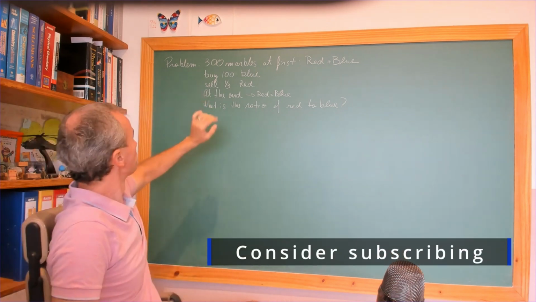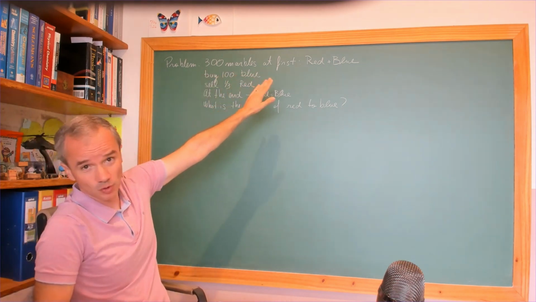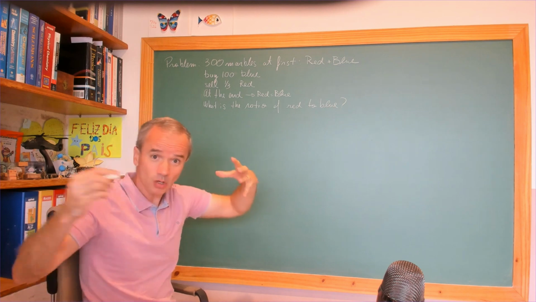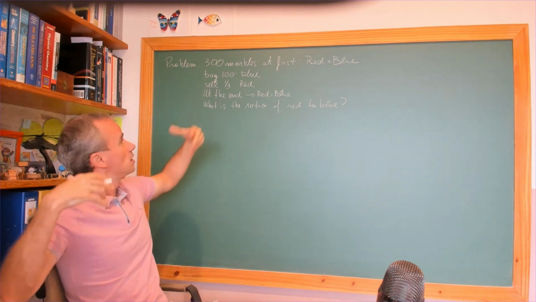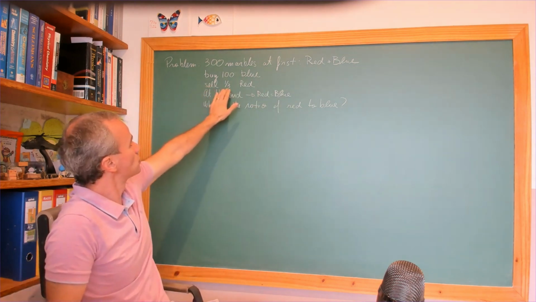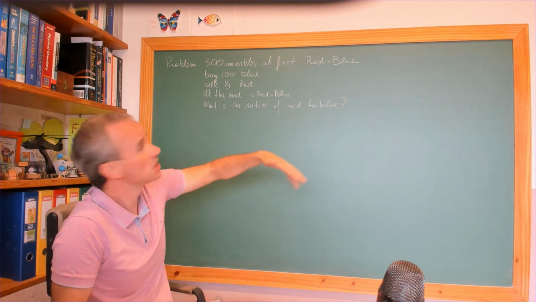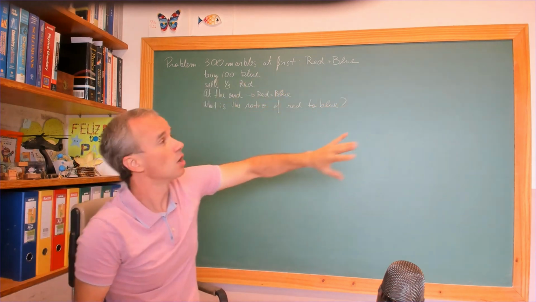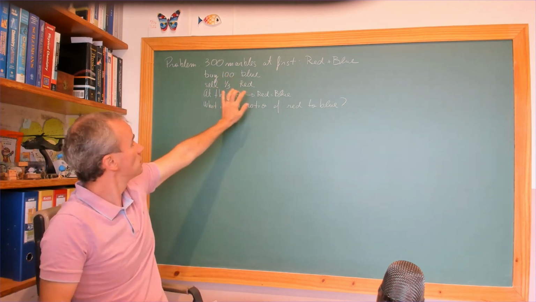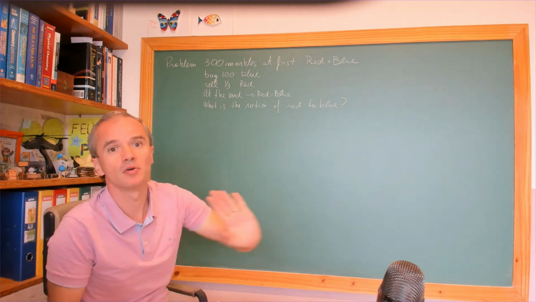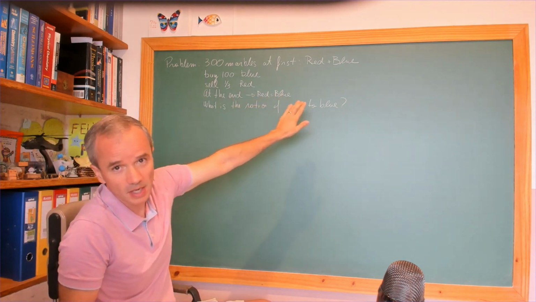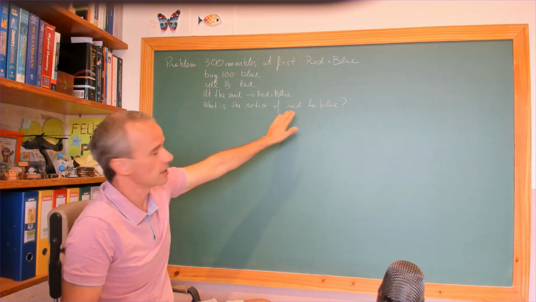So the problem goes like this. I have 300 marbles at first, reds and blues. With that collection of 300, I'm going to buy 300 more blues. And from that collection, I'm going to sell a third of my reds. I have no idea how many marbles I have of each kind. What I know is that once I have that collection, I'm going to buy 100 more blues, and from the reds that I have, I'm going to give away a third. Now, at the end, the amount of reds is going to be the same as blues. And I want to know the ratio of reds to blues.